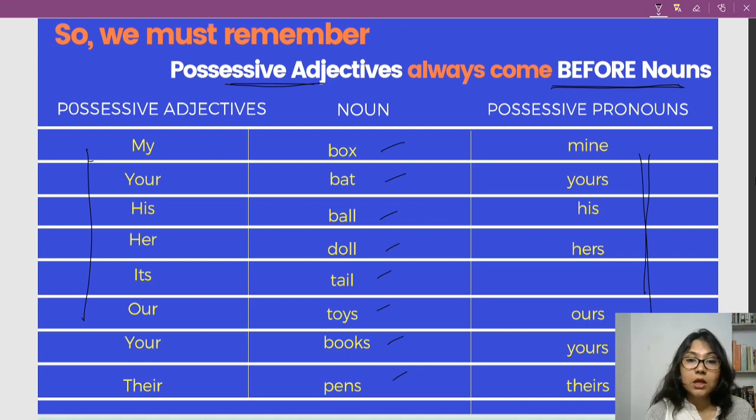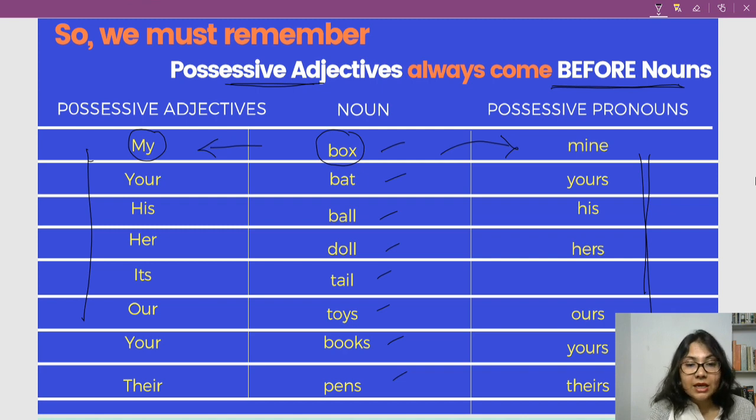My box. So, box is the noun, and the placing of the word my is before the noun, isn't it? So, my box, my is a possessive adjective, because it is placed before the noun box. Now, if I were to say the box is mine, then you see the word mine is being placed after box, isn't it? After box. So that is a possessive pronoun.